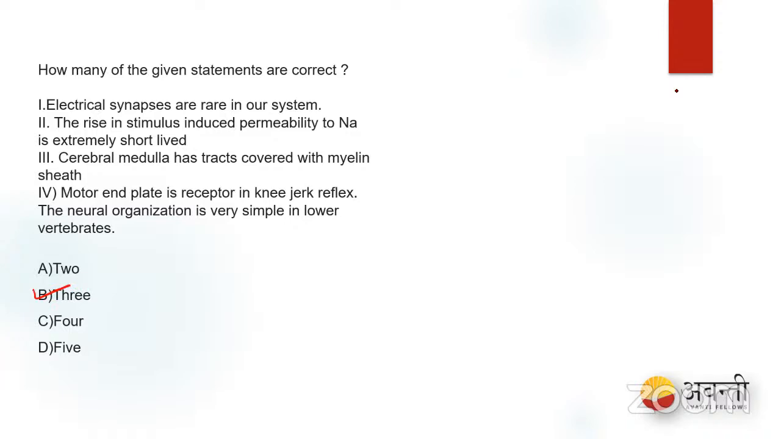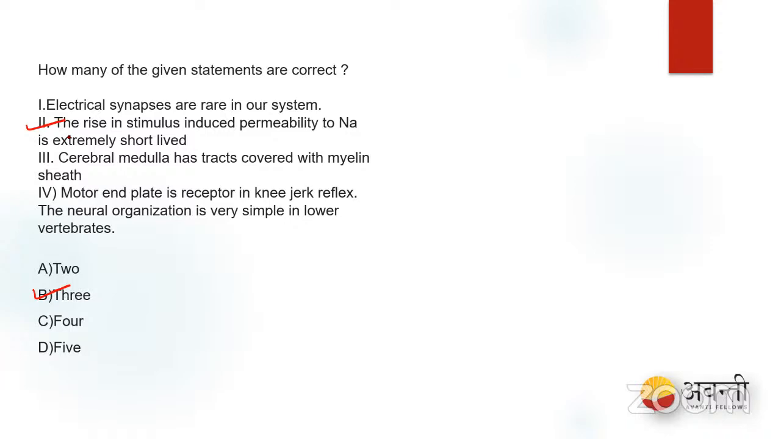The first one, electrical signals are rare in our system, is actually wrong. The rise in electrical stimulus, basically stimulus-induced permeability to sodium, is extremely short-lived. That is correct. Next one, cerebral medulla has tracts covered with myelin sheath. Yes. Next one, motor end plate is the receptor in knee jerk reflex. That is also correct. Next one, the neural organization is very simple in lower organisms.